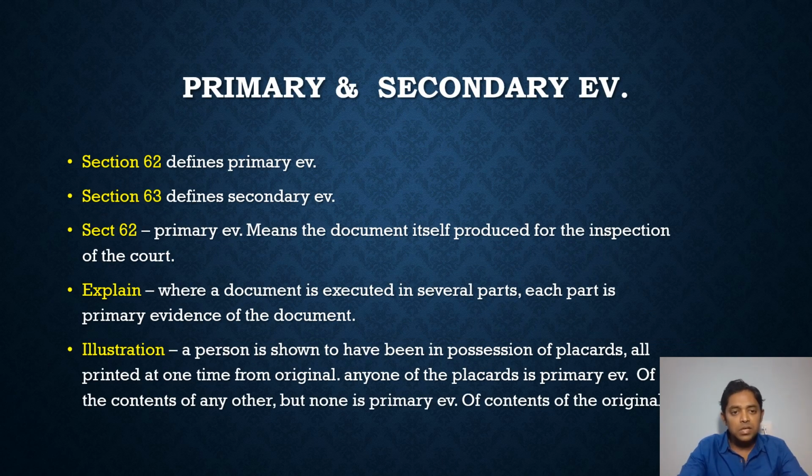Primary and secondary evidence. Section 62 defines primary evidence and Section 63 defines secondary evidence. Section 62: primary evidence means the document itself produced for inspection of the court. Where a document is executed in several parts, each part is primary evidence of the document. Illustration: a person is shown to have been in possession of placards, all printed at one time from original. Any one of the placards is primary evidence of the contents of the other, but none is primary evidence of contents of the original.